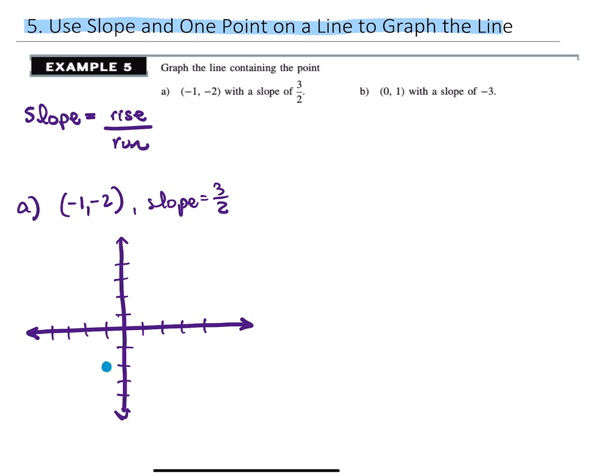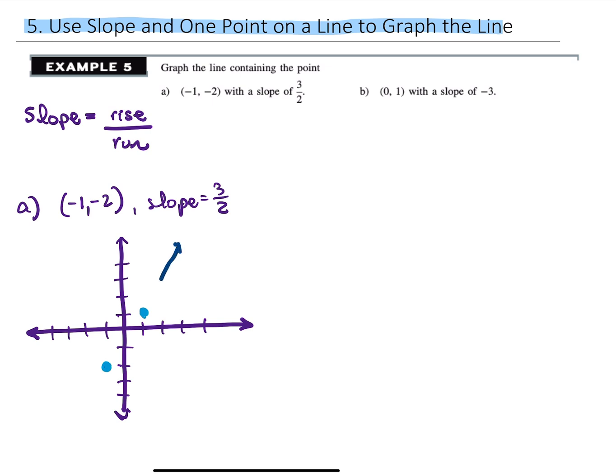And then from this point, I can use the slope to get to a second point on the line. So I know I should go up 3, so rise 3. So I can imagine going up 3 spaces and then over 2. So rise over run. So I'll go over 1 and then end up right here. So that point ends up over here, looks like at (1, 1). So again, that was up 3 over 2. And then now I have 2 points, I can just connect it with a line.